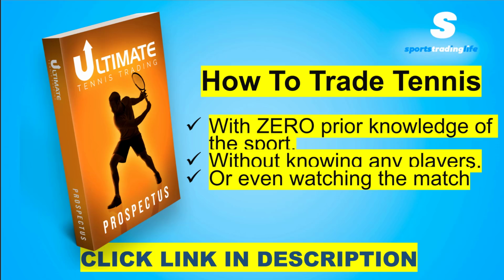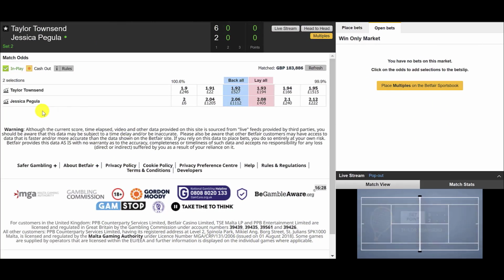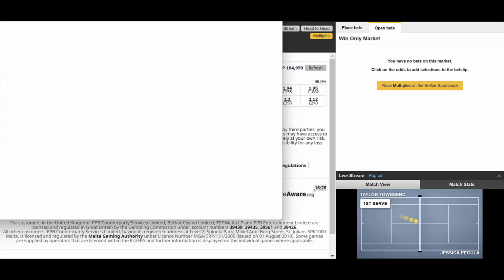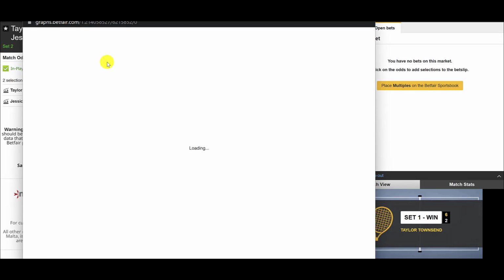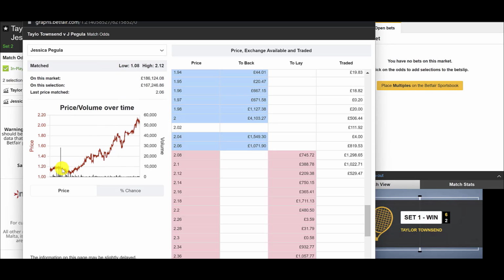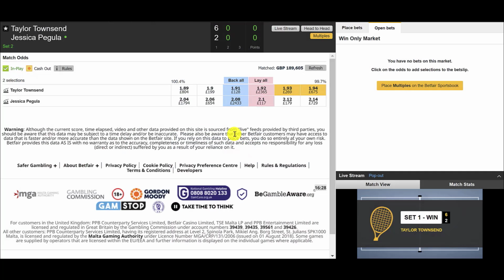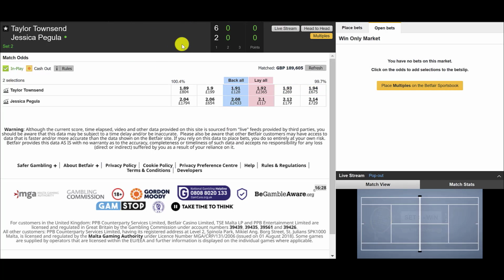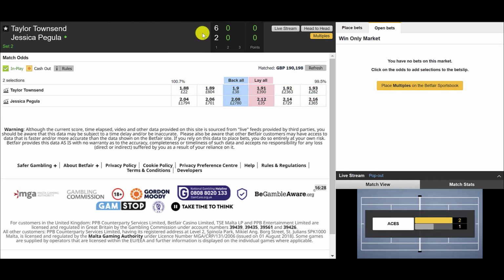All right, let's get back into it. We've got another set of trading demonstrations of the lay the leader strategy. So we've got this match here with Taylor Townsend against Jessica Pegula. Now Taylor Townsend was the underdog. I just want to double check on this. It's a very short price on Pegula. I mean, 1.2. She traded as low as 1.08 in this first set, and yeah, she's managed to lose it. So she's lost it quite comprehensively as well, 6-2.